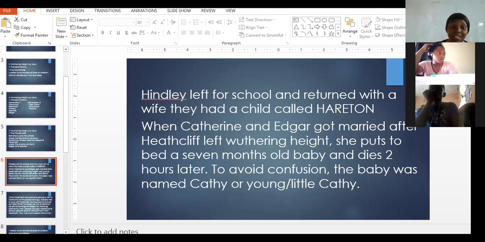So it automatically means Edgar and Catherine gave birth, or were delivered of a baby, a child. And the name of the child is Little Katie. So there won't be misunderstanding. Now, Catherine, who got married to Edgar, later died in the course of childbirth. But just like I said, she delivered a 7-month-old baby and dies 2 hours later. And the name of the child is who? Little Katie.